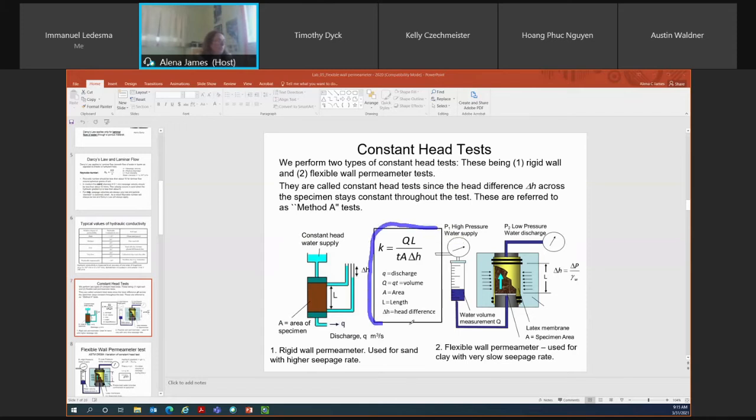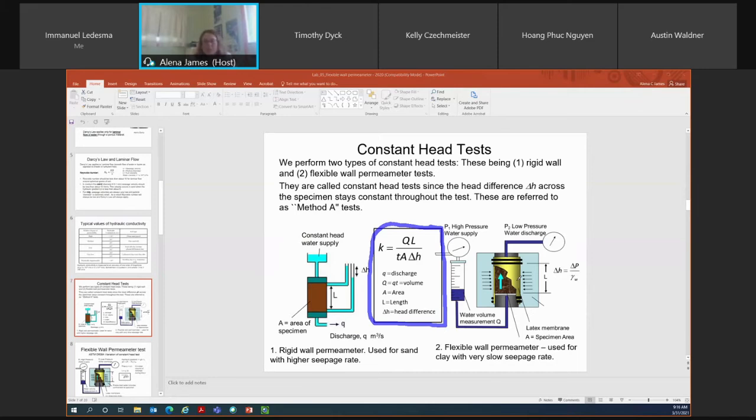So this is the formula that you use for both tests, where your hydraulic conductivity K is equal to Q. Q represents a volume of water, so Q would be reported in milliliters or in liters. L represents the length of your specimen. So you'll see here, this represents the length of your specimen. Same if you're doing a flexible wall permeameter test, it's just the length of your specimen.